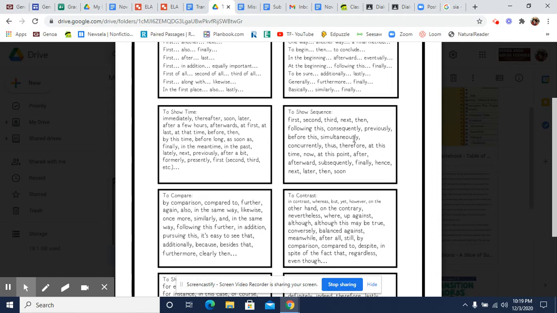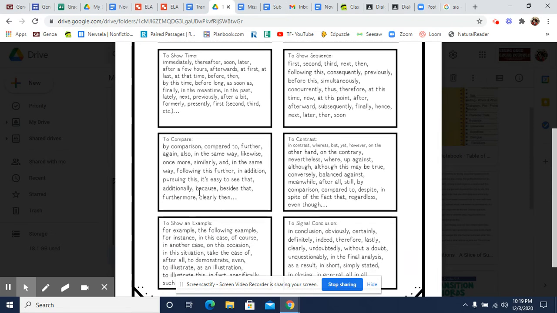Before this, simultaneously, concurrently. Okay. Or therefore: we did this, therefore, she was safe. Okay. Sometimes you're comparing things. Comparing means that you're telling the things that are similar to one another. So, likewise, or in the same way.